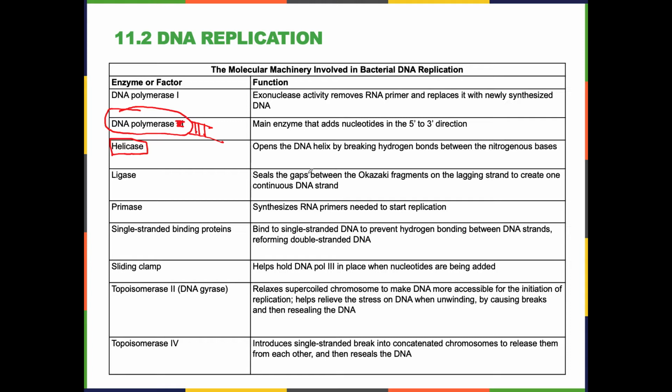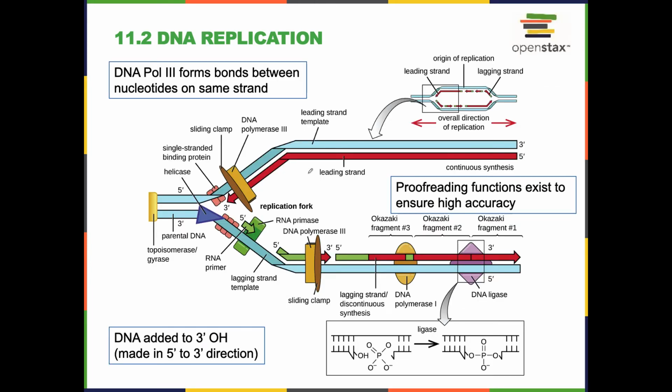So let's revisit our replication fork. Look at all this complexity. Once again, ignore it. I just want to point out some of the important elements that we just talked about, highlighted by our text boxes.